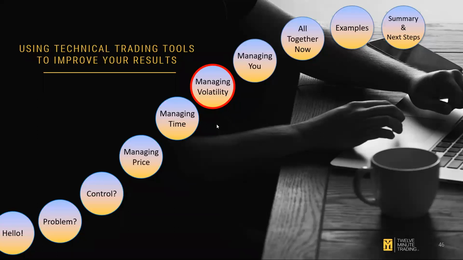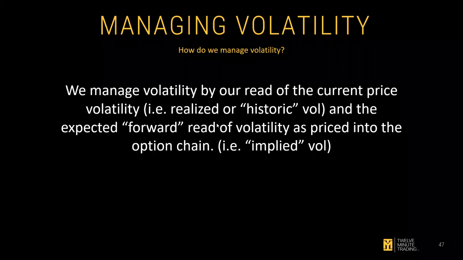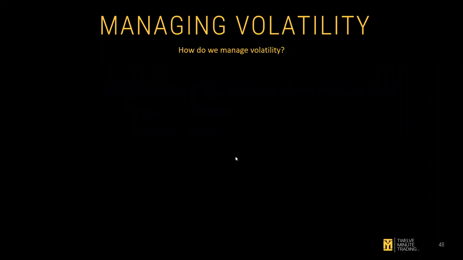Now let's talk about managing volatility. We manage volatility by the read of the current price. So that's the realized or historic vol, and the expected forward read of volatility is priced into the option chain, which is the implied vol.